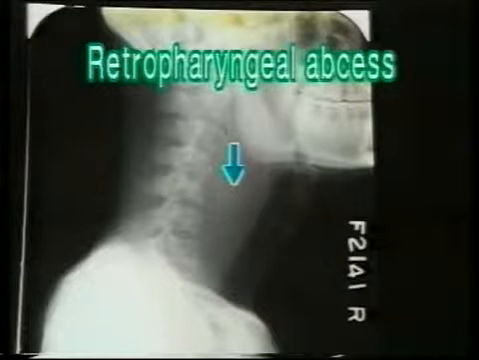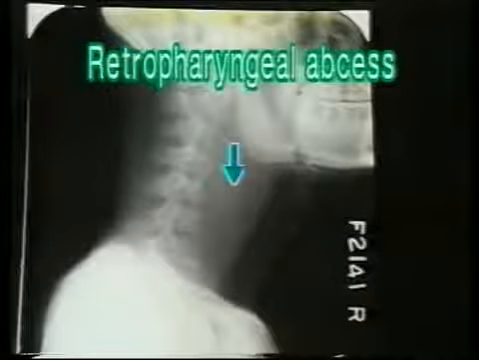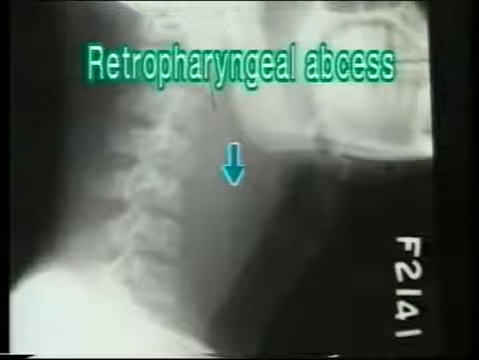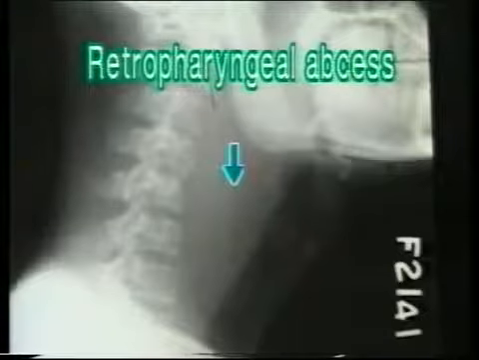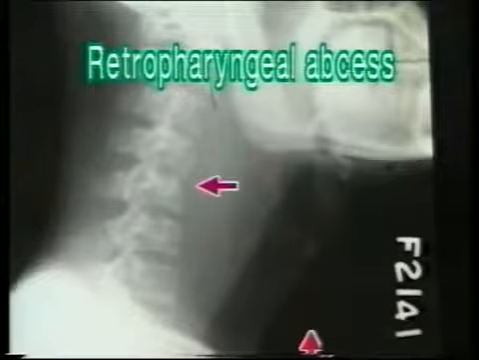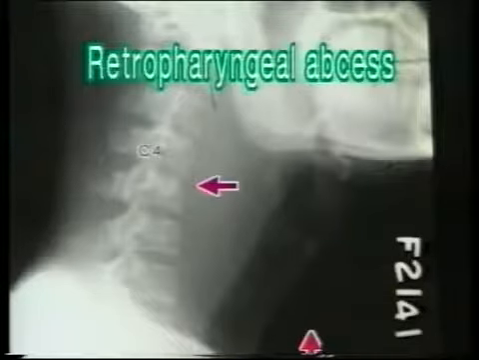This is a typical picture of a retropharyngeal abscess, the commonest cause for which is tuberculosis of spine. Now note the reduced space between C4 and C5. The anterosuperior lip of C5 shows destruction. This is tuberculosis of cervical spine at C4-5 level with a retropharyngeal abscess.